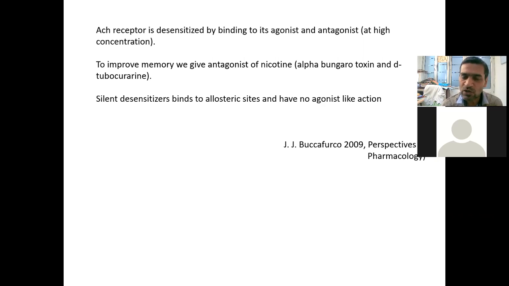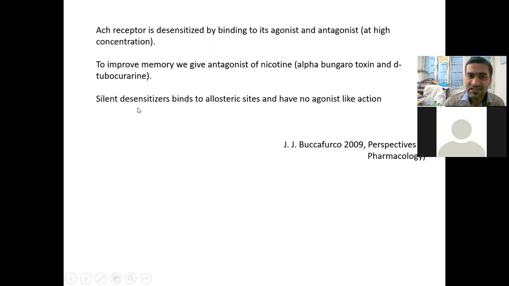Why does the dose slowly keep on increasing? Because to achieve the same amount of response, their receptors have now been desensitized. They require more ligand for the activation of the receptors. In such cases where desensitization of the receptors has taken place, you can reverse it by using certain antagonists to nicotine receptors. Another terminology associated with desensitizers is the silent desensitizer.